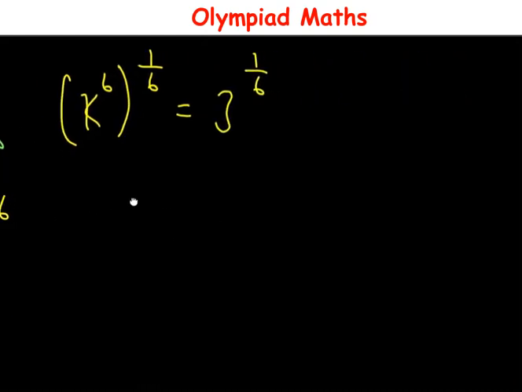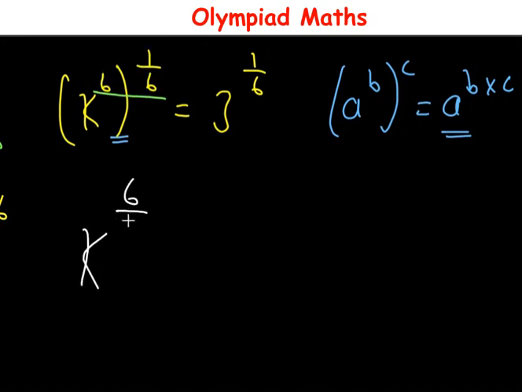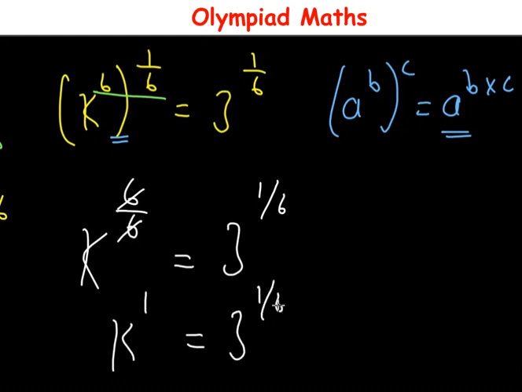Applying this rule of indices, that if you have a raised to power b, all raised to power c, this equals a raised to power b times c, 6 will multiply 1 over 6. So we have k raised to power 6 times 1 over 6 is equal to 3 raised to power 1 over 6. From here, 6 divided by 6 is 1. So k raised to power 1 is equal to 3 raised to power 1 over 6. K raised to power 1 is k, which equals 3 raised to power 1 over 6. And with this, we've gotten the value of k.